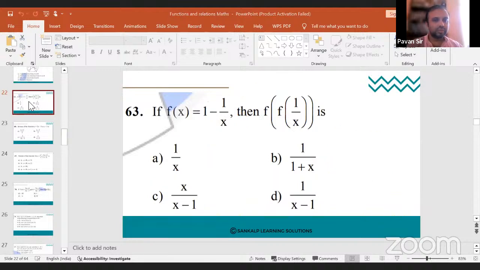Next question is, if f of x is 1 minus 1 upon x, then what is f of 1 upon x? F of x is given as 1 minus 1 upon x. Then we have to get the value of f of 1 upon x. Okay, please try to solve this.